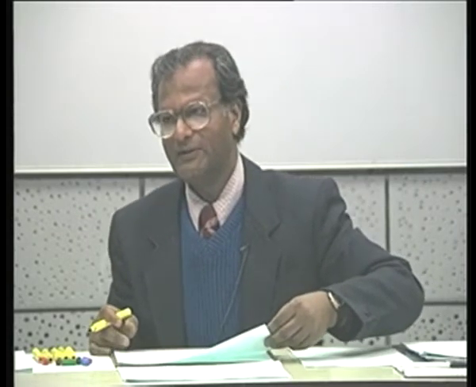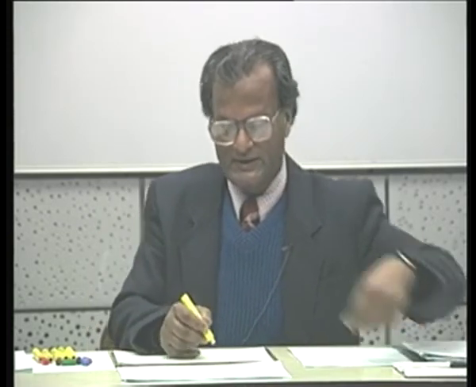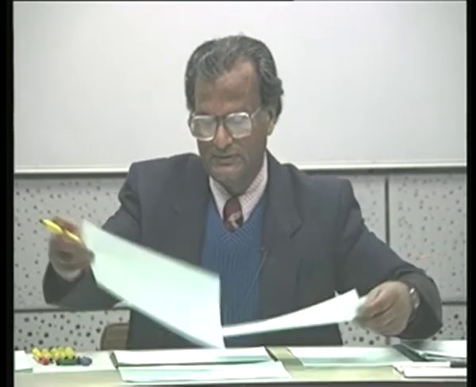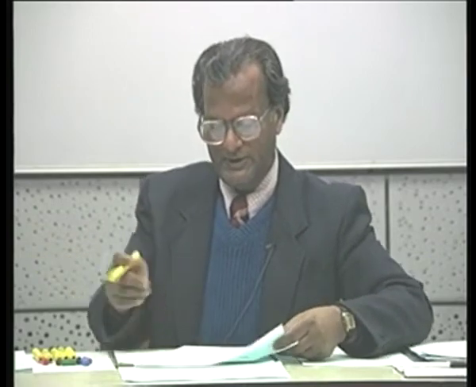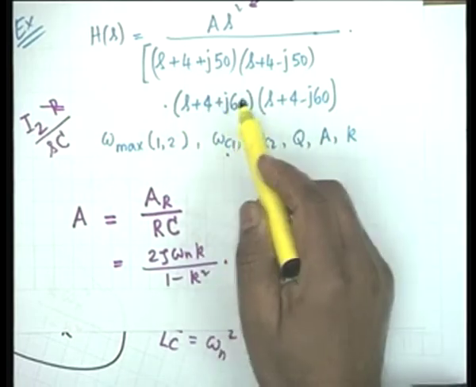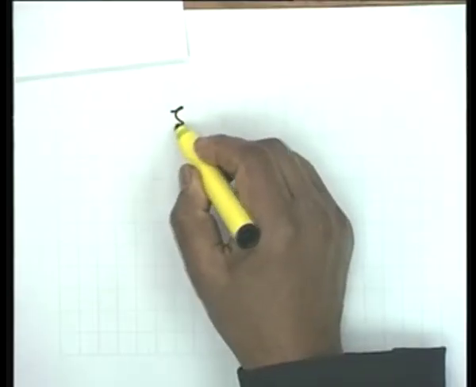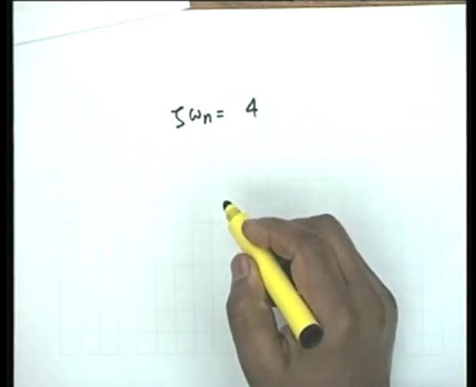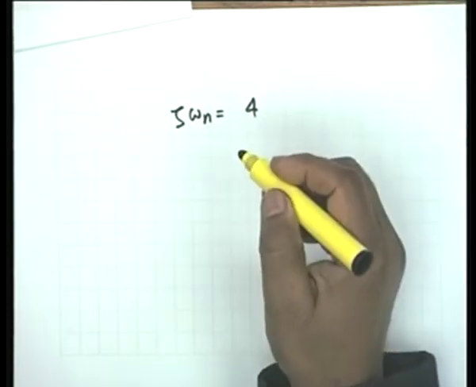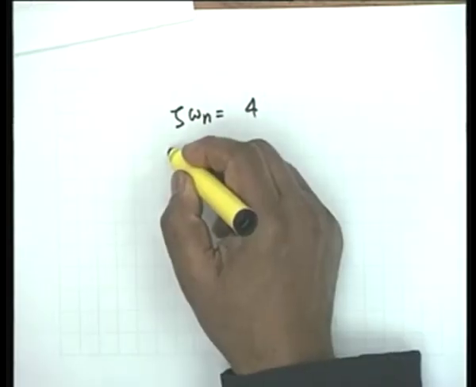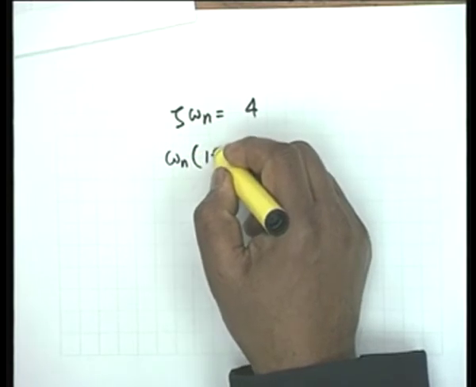Then we shall be able to find everything else. Let us see. First thing is, we notice that by comparing the transfer function, by looking at the pole location, the real part is minus 4 for all the poles, and therefore one conclusion that we get is zeta omega n should be equal to 4. Agreed?